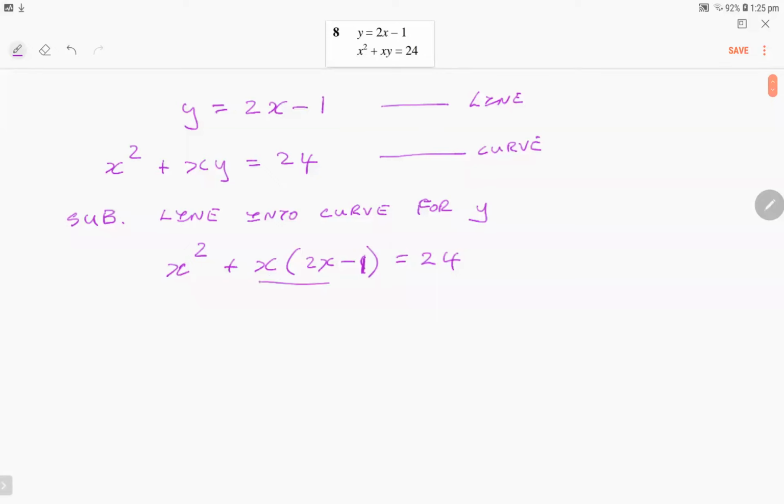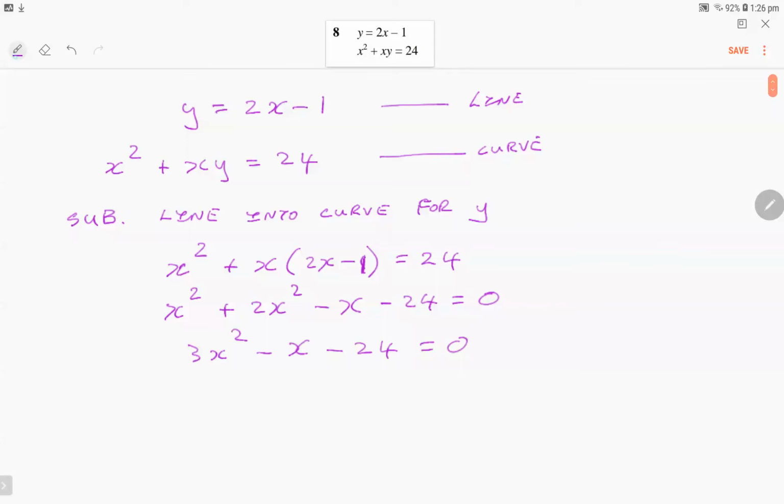So this is a straight expansion right here. Nothing magical. So this becomes x squared plus 2x squared minus x. And then this 24, I'm going to just bring it over one time and put minus 24 equals 0. And then I'm putting these two x squared terms together. So I get 3x squared minus x minus 24 equals 0. And then I want to factorize this.